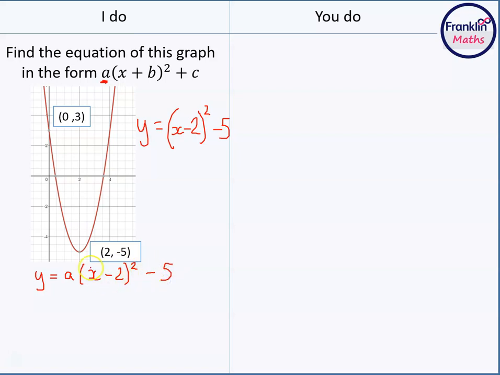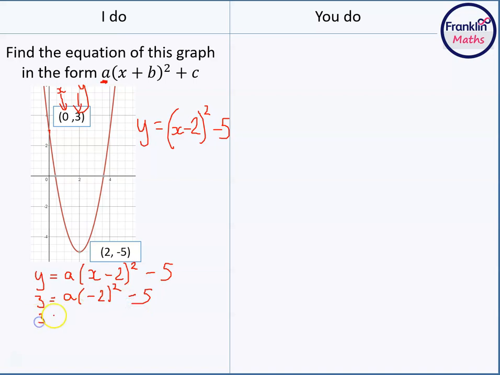And the question is then, how do you get A? Well, all you do is just choose this coordinate here. So we know that at this point, the y-intercept, x is equal to 0 and y is equal to 3. And we're just going to substitute those in here. So y we said was 3. We don't know what A is, but we'll be able to find it. We know that x was 0, so it just sort of disappears. Minus 5. And then this just needs solving.